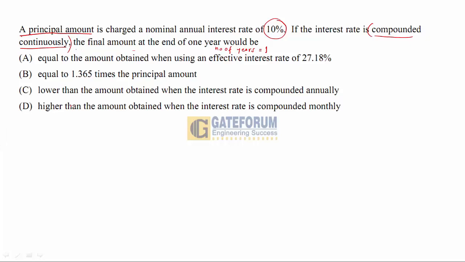So firstly we need to know the formula for continuous compounding, I mean to say the sum accumulated.